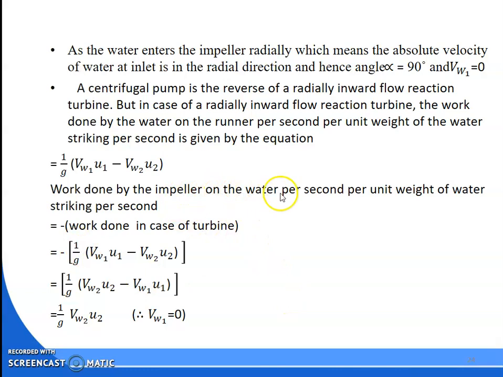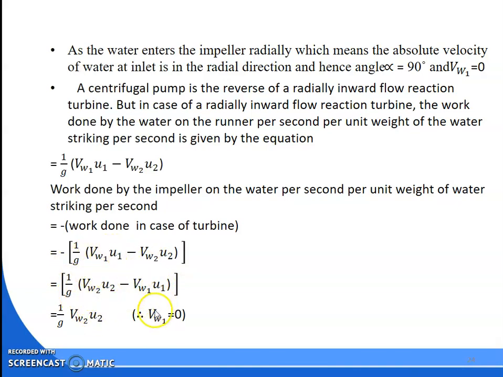So that is the runner work per second per unit weight of water. The work done by the impeller on the water per second per unit weight of water striking per second is equal to minus of the work done in the case of a turbine. Why minus? Because you are giving work input to the system, so work done on the system is negative work. So minus of 1/g (Vw1 U1 minus Vw2 U2).